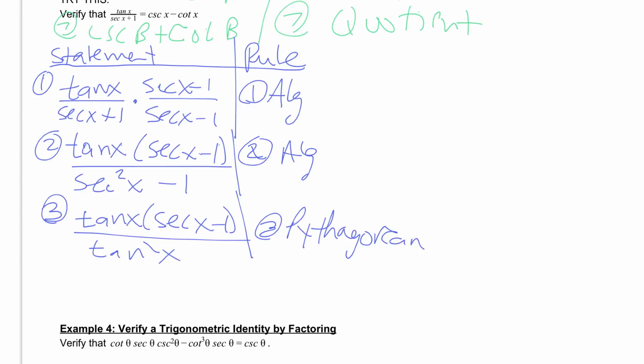Then in step 4, I can look to simplify. I have a tan x on the top, and I have two tans on the bottom, so I can take one of those out. And that leaves me with secant x minus 1 over tangent of x. And that rule being algebra.